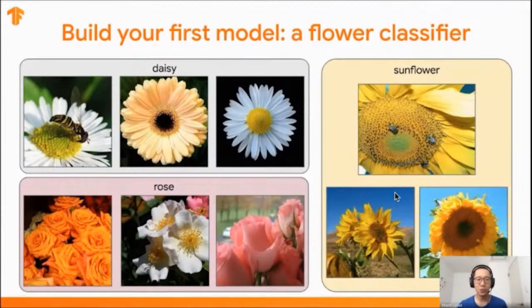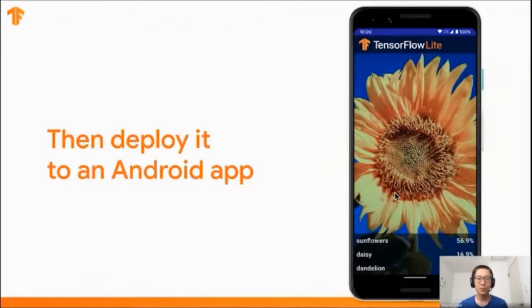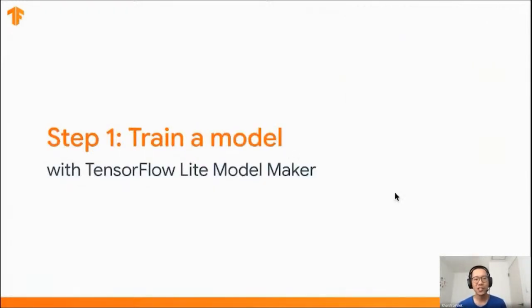So in this case, we'll use a flower dataset, which contains 5 different types of flowers: daisy, rose, sunflower, and so on. And then we'll train a flower classifier. Then we'll deploy it to an Android app so that your app will be able to recognize the flowers that you're pointing it at. So basically, there are 2 steps to build an app with TensorFlow Lite. First, we'll use TensorFlow Lite Model Maker, which is a library that allows you to train TensorFlow Lite models on your own dataset.